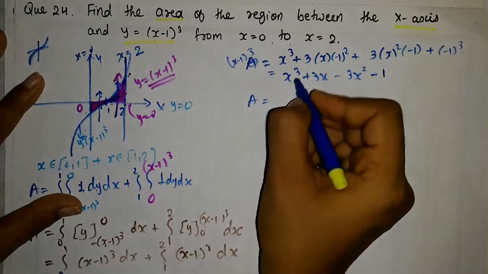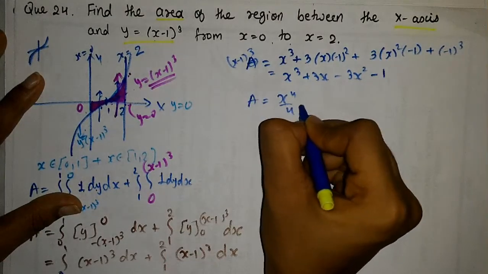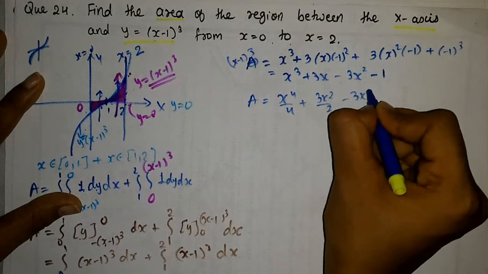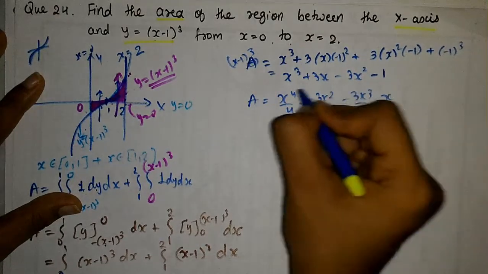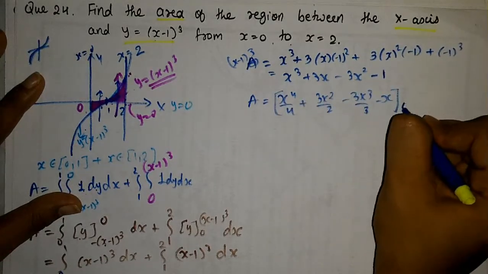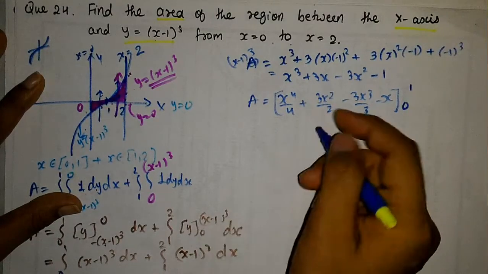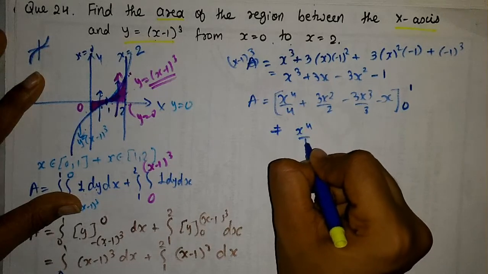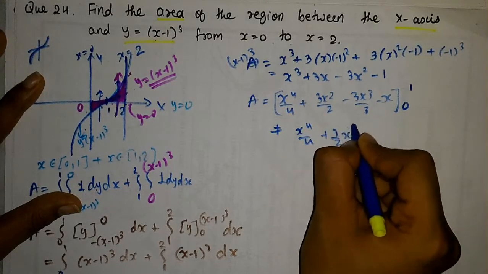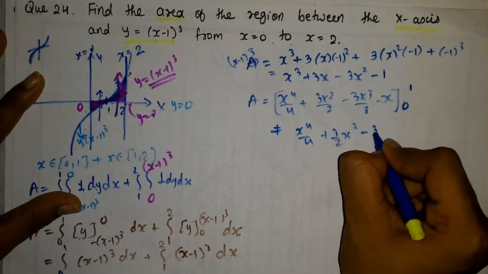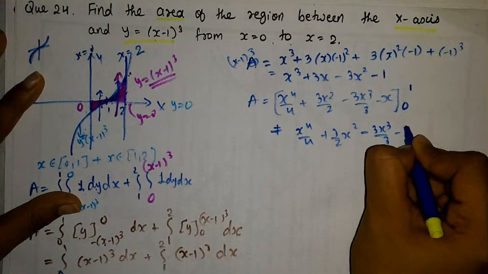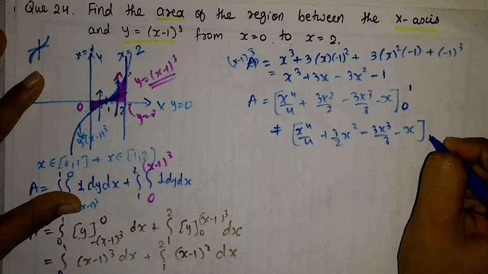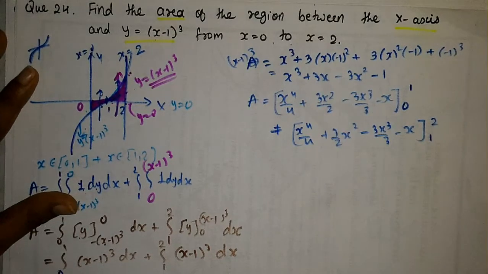So area is equal to x raised to 4 by 4 plus 3x square by 2 minus 3x cube by 3 minus x. Its limits are from 0 to 1, and similarly this also will be the same. So x raised to 4 by 4 plus 3 by 2 x square minus 3x cube by 3 minus x, and limits are from 1 to 2. Now we have to solve this equation.